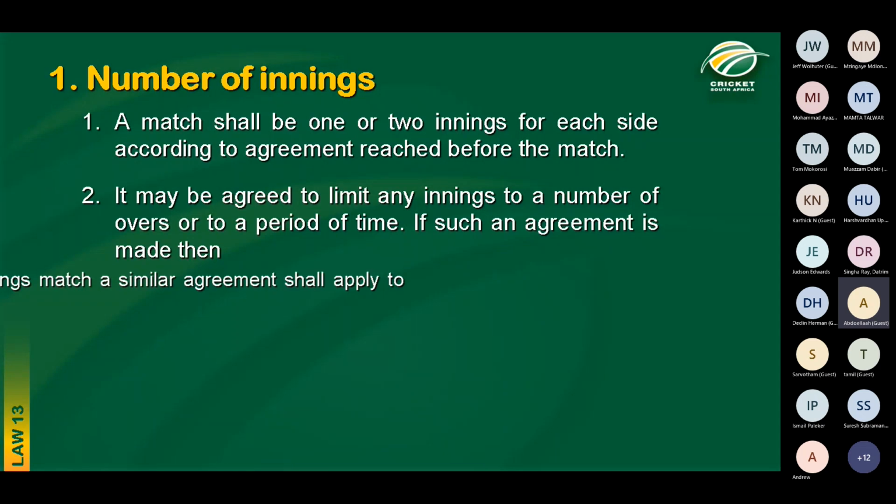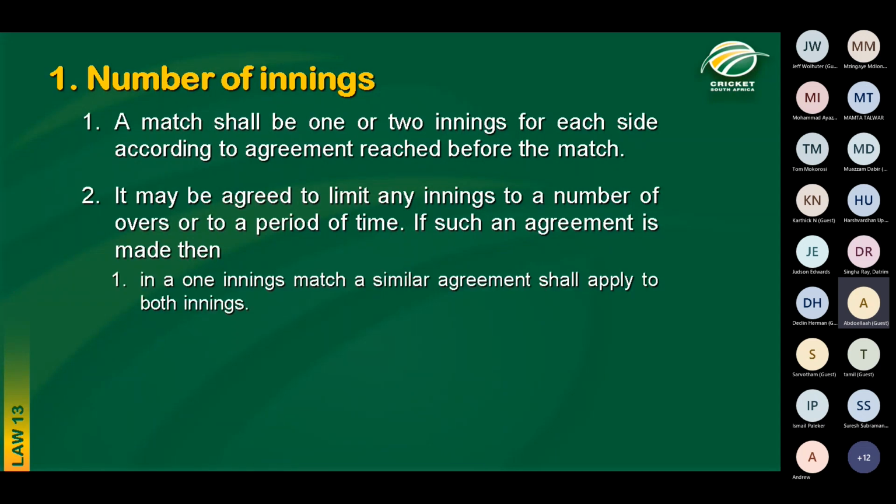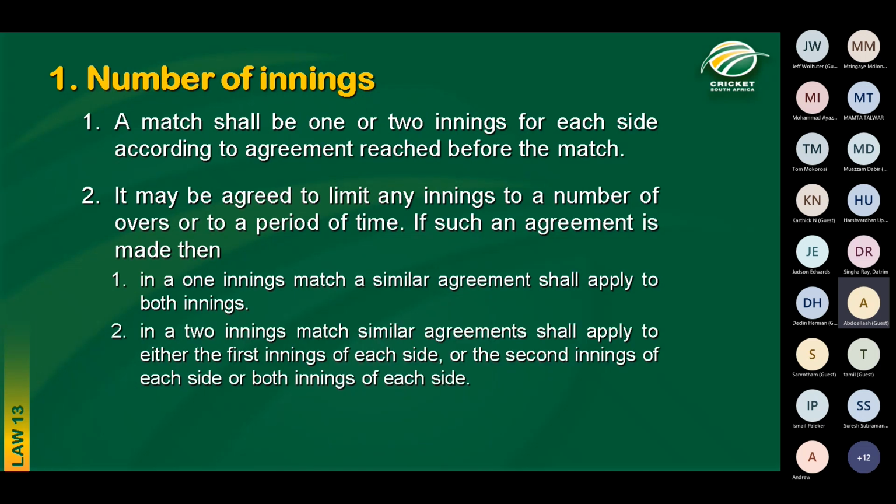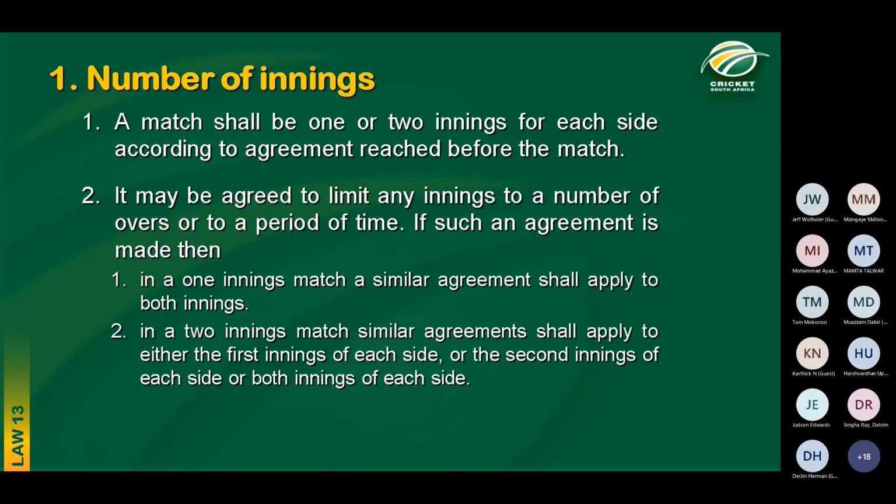And if there are such agreements, then if it's a 1 innings match, a similar agreement needs to apply to both innings. So if you play in a 1 innings match, you need to agree side A will bat for 50 overs and side B will also bat for 50 overs. If it's a 2 innings game, you may make an agreement for either the first innings to be a certain number of overs or the second innings to be a certain number of overs, and the same principle applies if you do decide to limit it to a period of time.